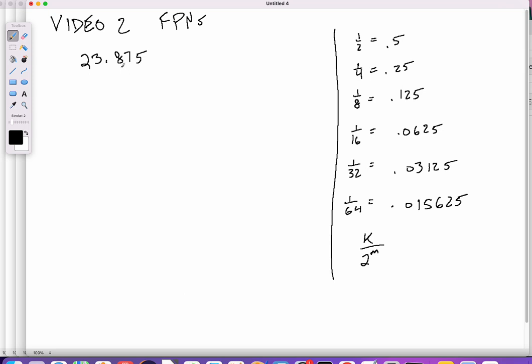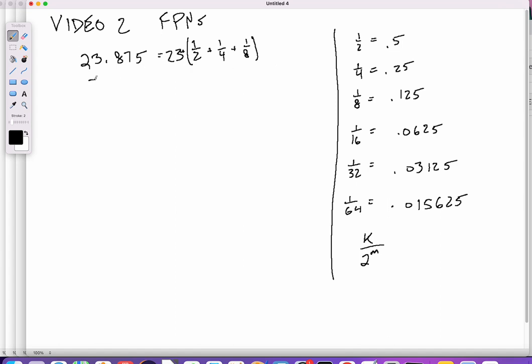But the thing to realize, when I look at this 0.875, that's actually equal to 1/2 plus 1/4. I'm going to put parentheses here. So 1/2 plus 1/4 would be 0.75, and plus 1/8, that would get me up to 0.875.